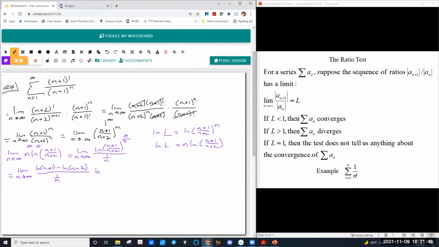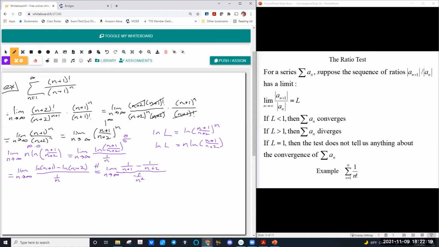Now, we can apply L'Hopital's. Means I'm going to take the derivative of the numerator and denominator separately. Can't emphasize that enough. So the derivative of ln of n plus 1 is 1 over n plus 1. Derivative of ln of n plus 2. Now you can see why I use that property. It makes those derivatives quite a bit easier. And then the derivative of 1 over n is negative 1 over n squared.